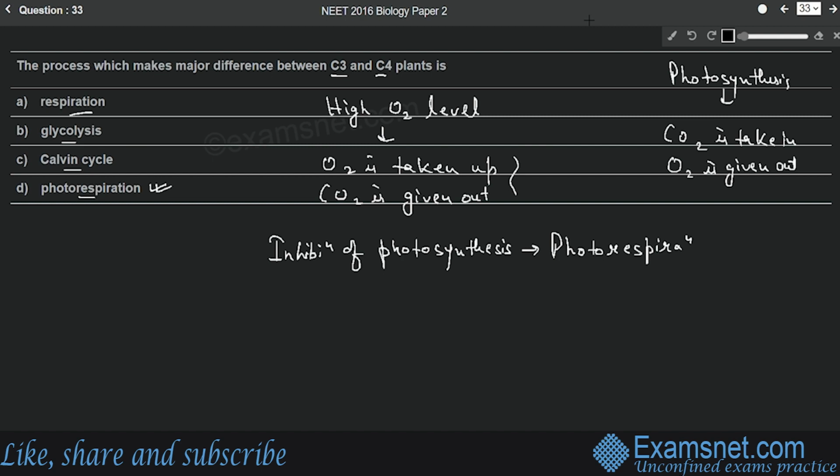Now it was observed that photorespiration mostly occurred in C3 plants as compared to the C4 plants. It was hardly observed in C4 plants because C4 plants were not affected by varying the oxygen level. Okay, so the major difference between C3 and C4 is this process, that is photorespiration. So option D will be the correct answer.